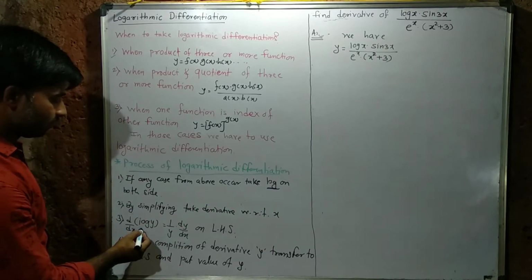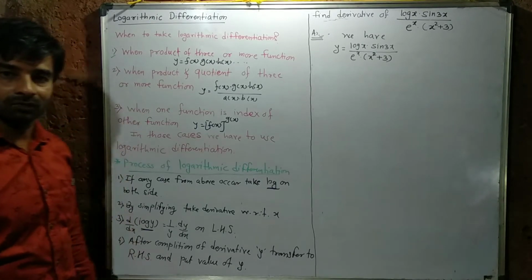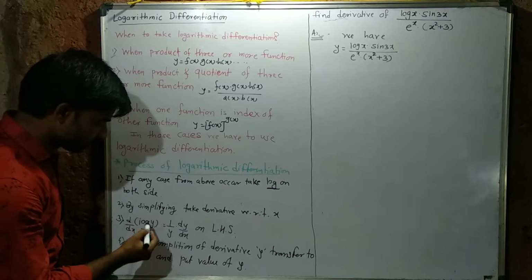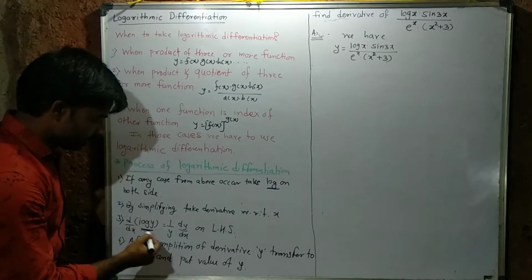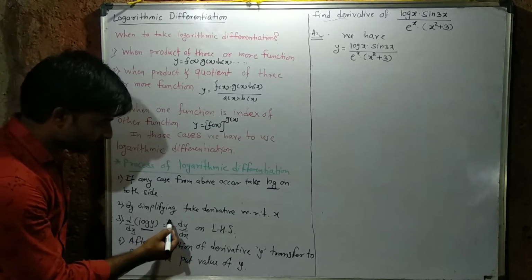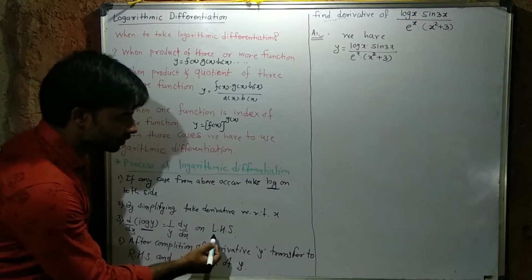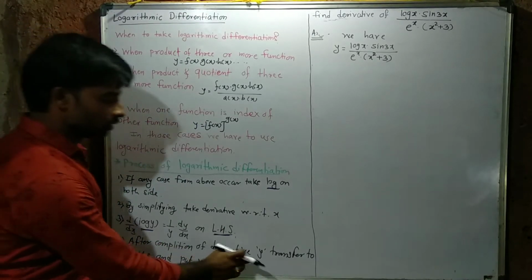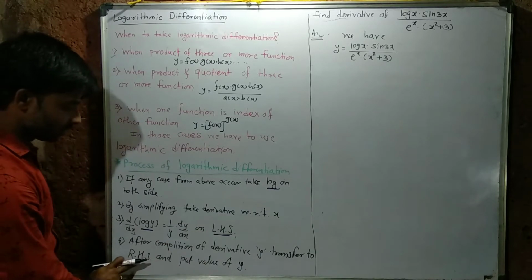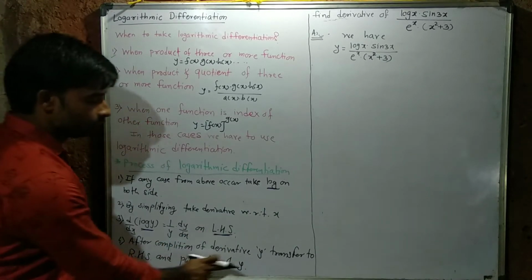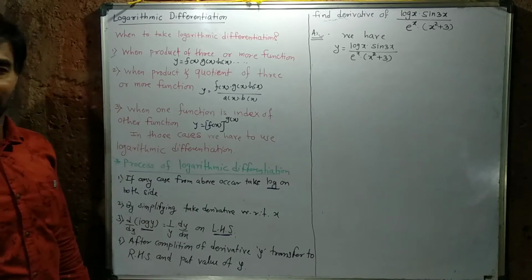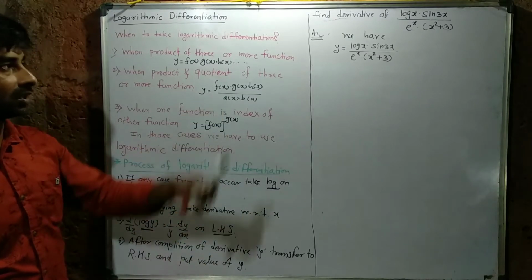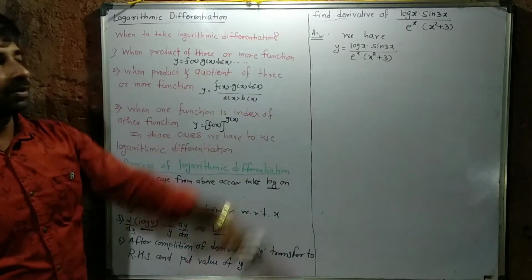Inside this, derivative of log y. Derivative of log y is nothing but 1 divided by y dy by dx. Most important thing is that derivative of log y with respect to x is nothing but 1 divided by y into dy by dx, which is taken on the LHS. After that, we have to complete the derivative. Y is transferred to the RHS or right hand side and put the value of y there. We will see how it is performed inside the example.